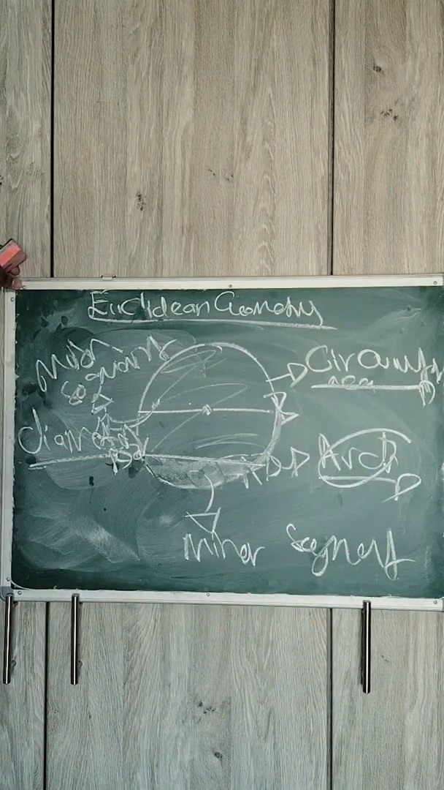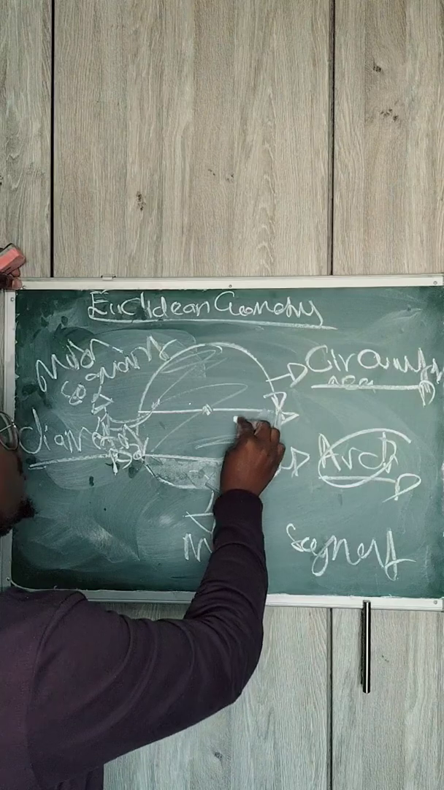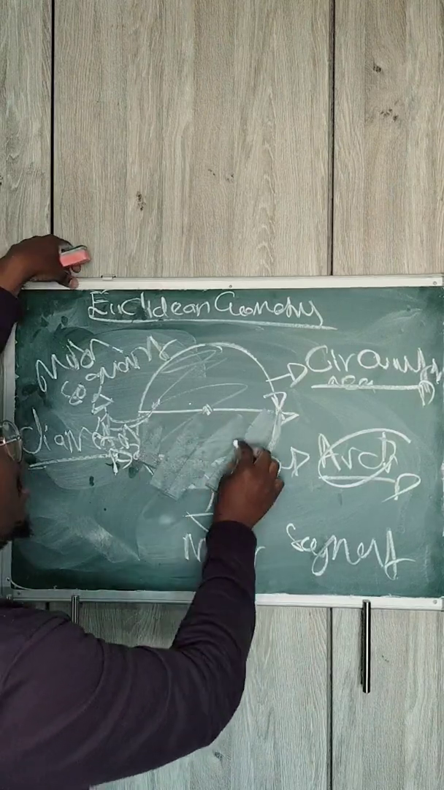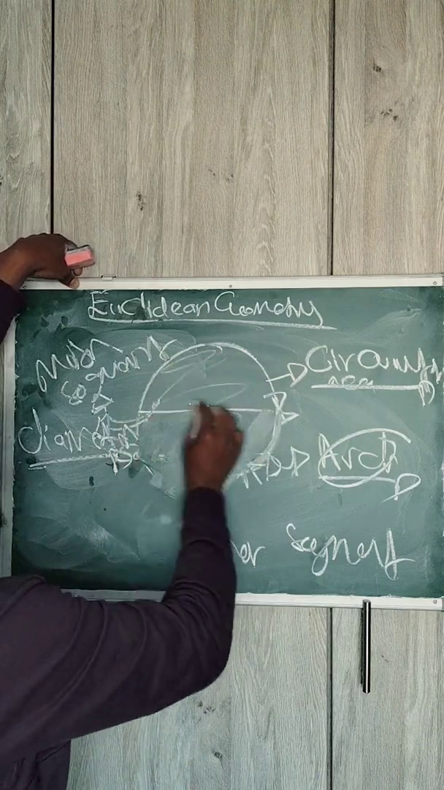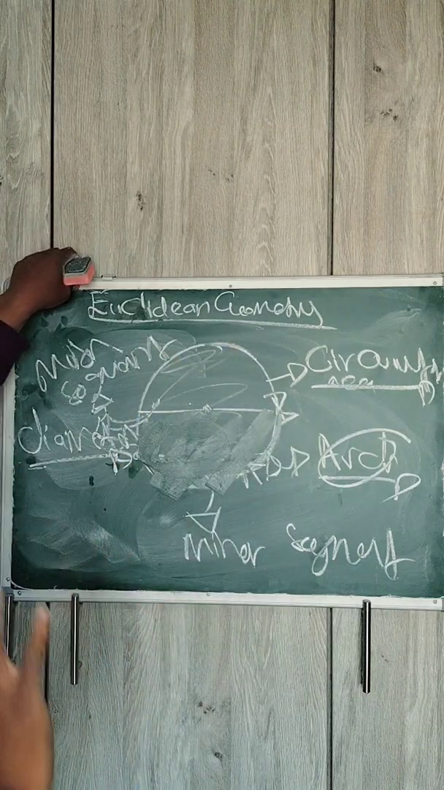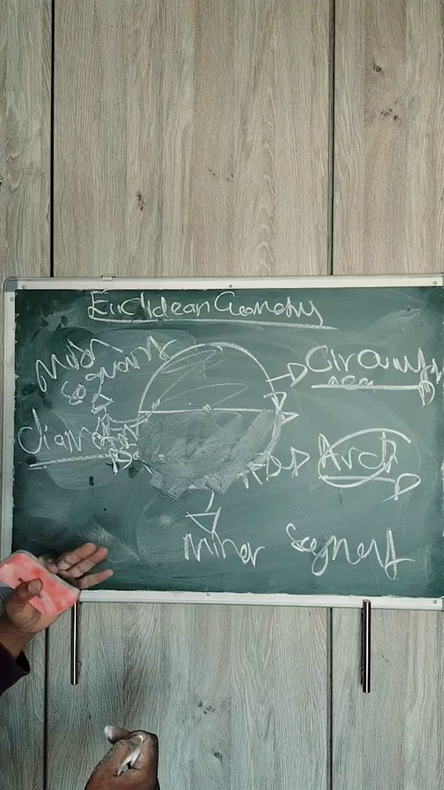What is special about a diameter, guys? It cuts the circle into two equal halves. So this is a semicircle, and this is also another semicircle. So guys, this is what we're talking about today. It cuts this thing into two equal halves.